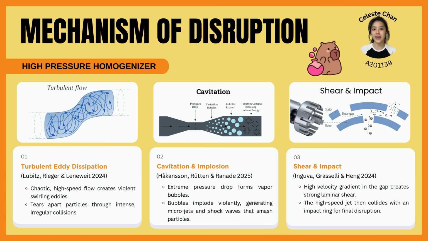Moving on, for the mechanism of disruption, first, we have turbulent eddy dissipation. Here, the chaotic high-speed flow creates violent swirling eddies. These eddies tear apart particles through intense, irregular collisions.